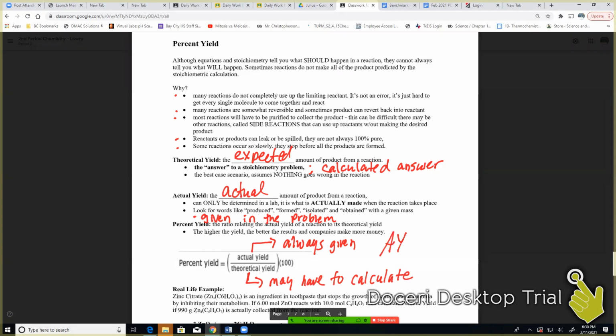Actual yield is less than or equal to theoretical yield, and it's usually less than, because we're usually able to actually make less than what we theoretically thought we could. So that means when you're doing problems, if you get a percent yield that's over 100, then you probably have flipped your number. So you need to go back and look at that.